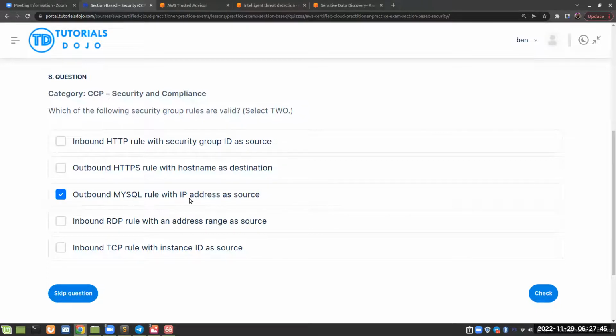Outbound MySQL rule with IP address as source, right? And then D, we have D and we have A. So I'll go with that way because it's 2, 2. And then let's try to see which one is correct. So this inbound TCP rule with instance ID as source.